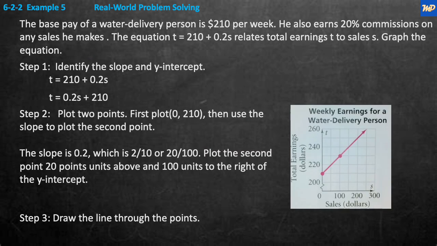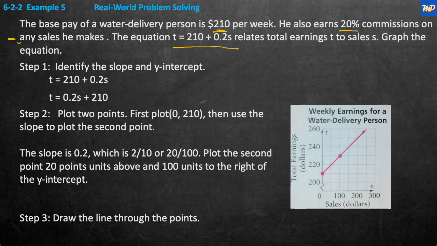Okay? Okay, example 5. Here's a real-world problem for us to solve. So the base pay of a water delivery person is $210 per week. So that's going to be a constant value. Every week that person gets $210 for working. That person, he in this case, also earns 20% commission on any and all sales he makes. Okay, so the equation, they're telling you what the equation is. The equation T is equal to 210, that's the constant part, plus an additional part he gets is 0.2 times the sales.